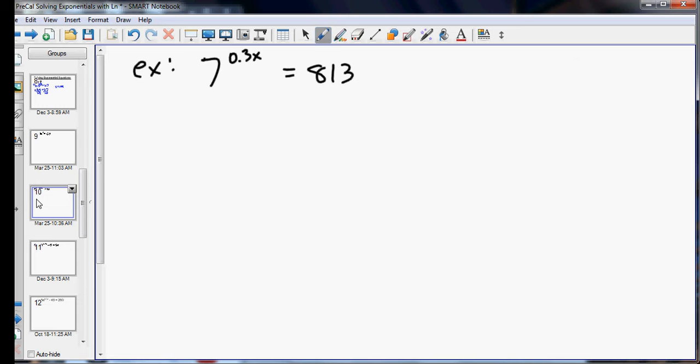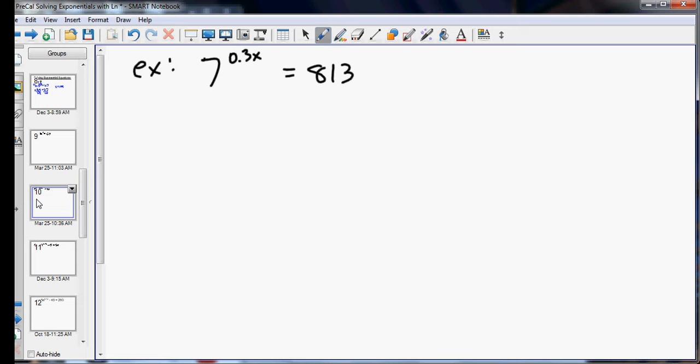Let's say we try this one. It is worth checking to make sure you cannot rewrite them as a base of each other. You can test it out. You can do 7 squared and 7 cubed and 7 to the 4th. None of those are going to equal 813. So when we cannot make them have the same base, that's when we use logarithms.